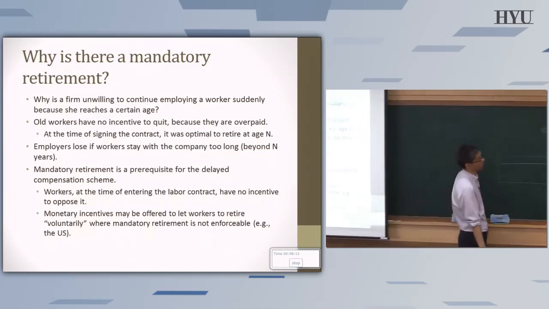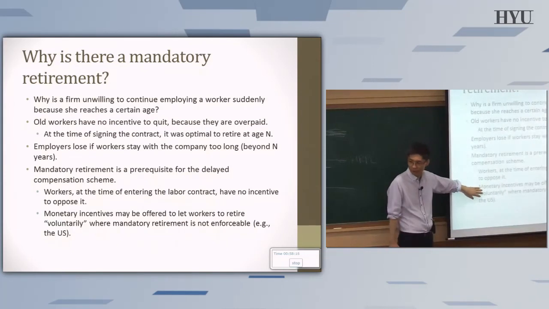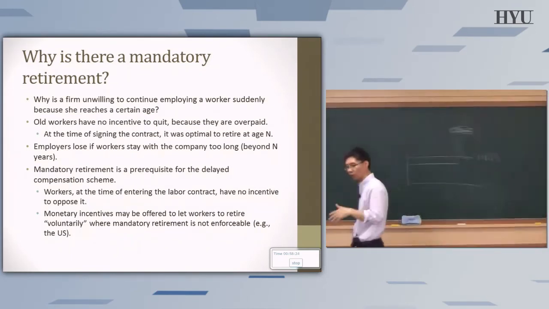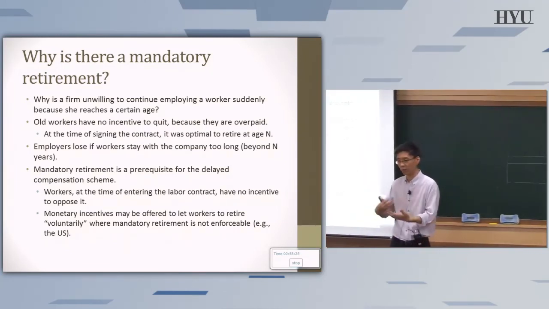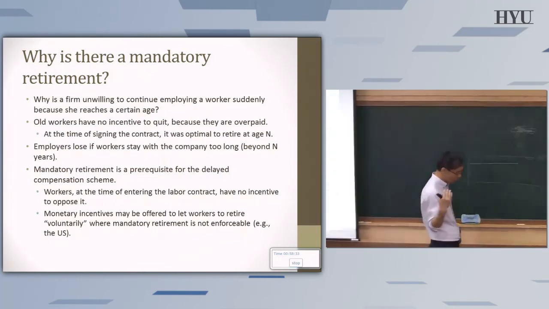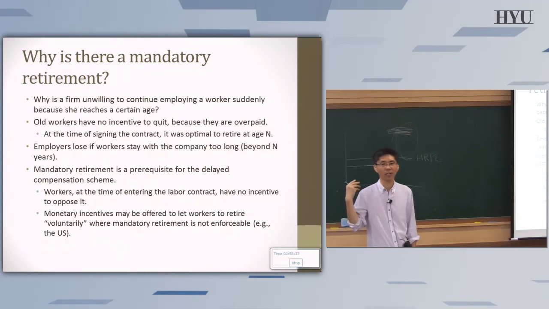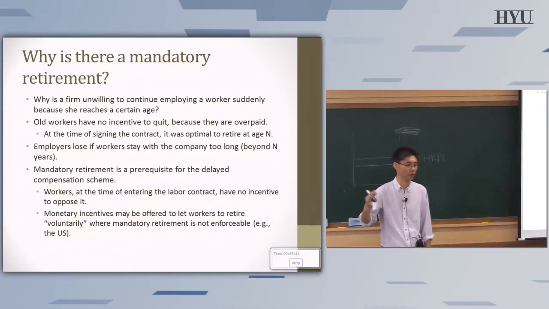Now, if you think about it, that destroys this delayed compensation scheme. Sometimes it happened, like they destroyed the delayed compensation scheme, but sometimes it can be used in a different way. How? The company can actually provide a special incentive to their employees if they reach a certain age.